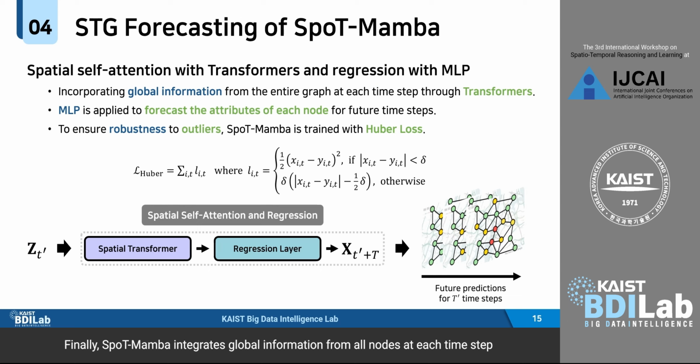Finally, SpoT-Mamba integrates global information from all nodes at each time step using a transformer. We also use a regression layer to forecast the attributes of each node for future time steps. To accurately predict the temporal trajectory and ensure robustness to outliers, SpoT-Mamba is trained with the Hoover loss, which combines the L1 and L2 norms.